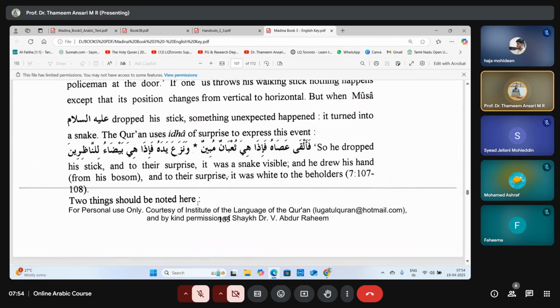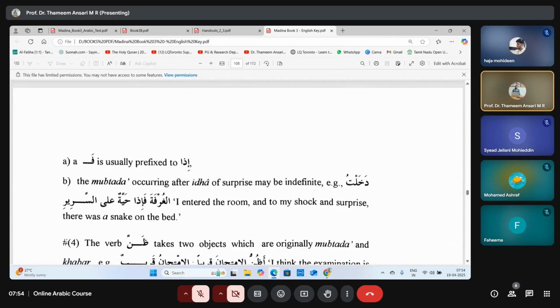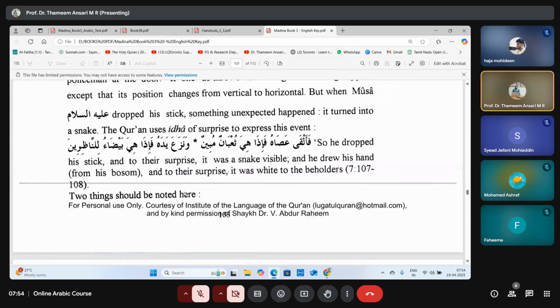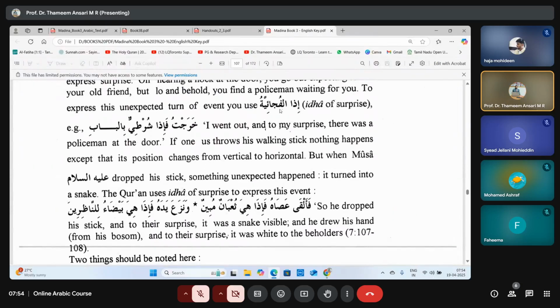Two things should be noted here. One, the fa is usually prefixed to Idha. Two, the mubtada occurring after Idha of surprise may be indefinite. Example, dakhaltu al-ghurfata fa idha hayyatun alas-sarir. I entered the room, and to my shock and surprise, there was a snake on the bed. So this is called Idha al-Fujaiya. Fujaiya means surprise.